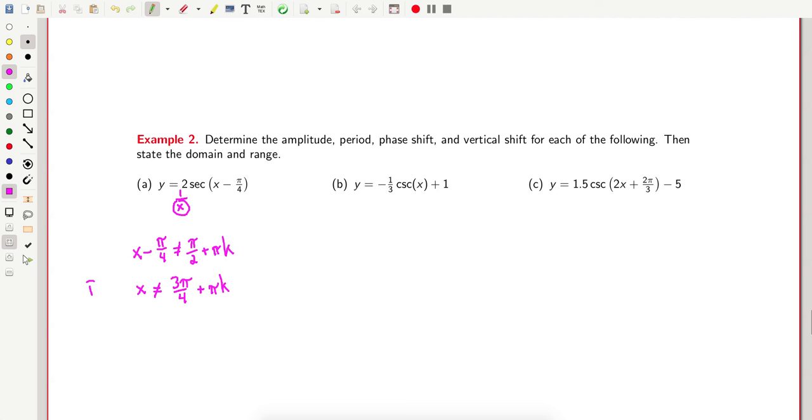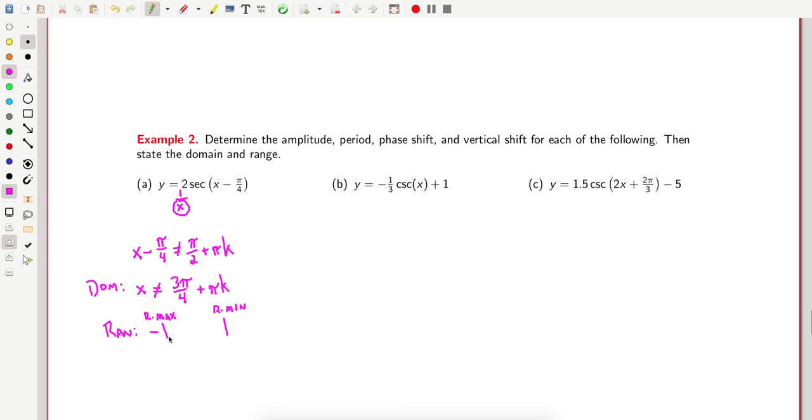So our domain is all real numbers except 3 pi over 4 and every pi radians thereafter and every pi radians before. So like 3 pi over 4 minus pi, minus 2 pi, minus 3 pi, etc. For our range, again, we're starting with values that are less than or equal to -1 or greater than or equal to +1. So this less than or equal to -1, that actually acts as a relative maximum point, although you don't need to really worry about that right now. And this +1, it's opening upwards, it actually acts as a relative minimum.